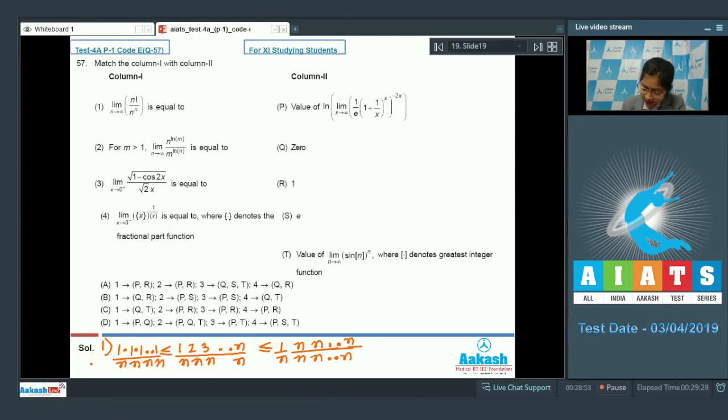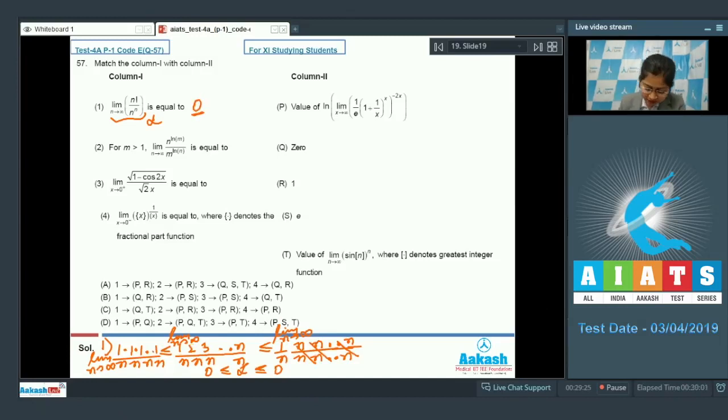We will get limit n tending to infinity. Here we will get 1 upon infinity, that is 0, is less than or equal to. Here putting limit tending to infinity, let us say the value is L. So L is less than or equal to, here putting limit n tending to infinity, as these all will get cancelled. So here 1 by infinity will be 0. Now by sandwich theorem it can be proved that the limit of this will be equal to 0.